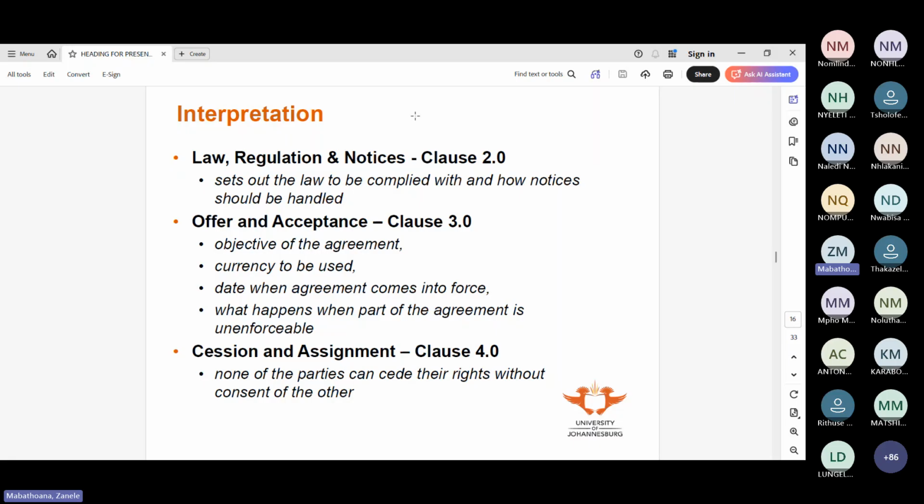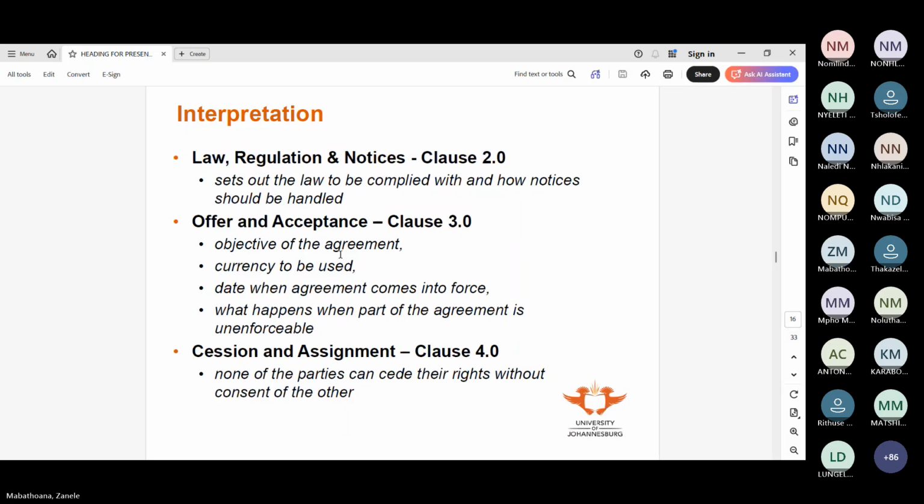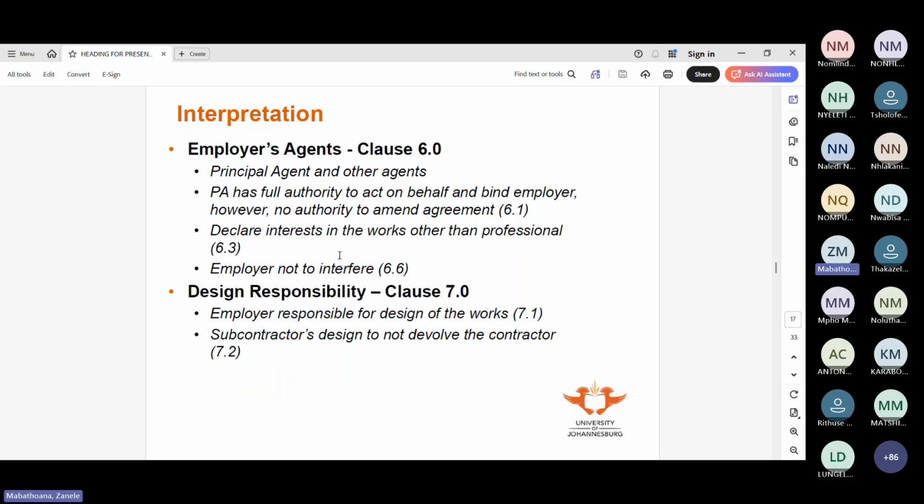Then clause 5 deals with documents. I don't know why it's not included here, but clause 5 deals with documents. You can read through it. It has 6 subclauses.